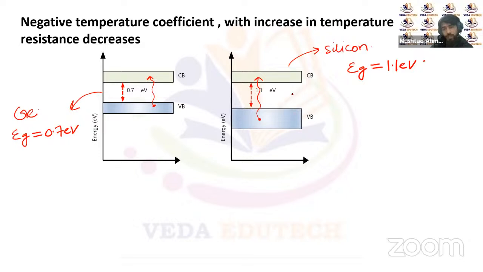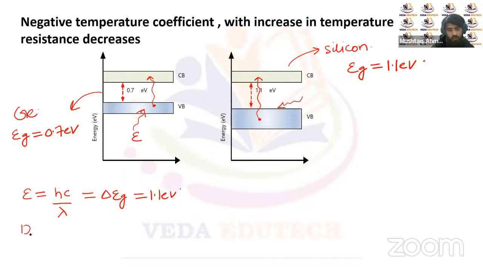Let's suppose we supply light energy to this electron, right? Let's suppose electromagnetic radiation is supplied to this electron, and the energy of this electromagnetic radiation is E. Then the energy of this radiation will be hc upon lambda, and it will be equal to the energy band gap, delta Eg, that will be equal to 1.1 electron volt. Or we can say the wavelength will be equal to 12400 upon 1.1, that will be lambda in angstroms.